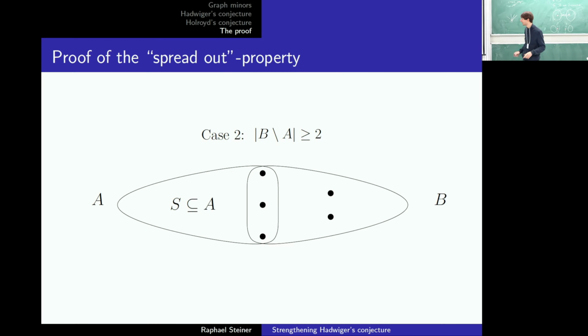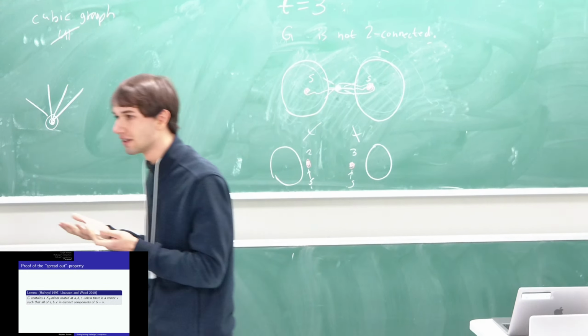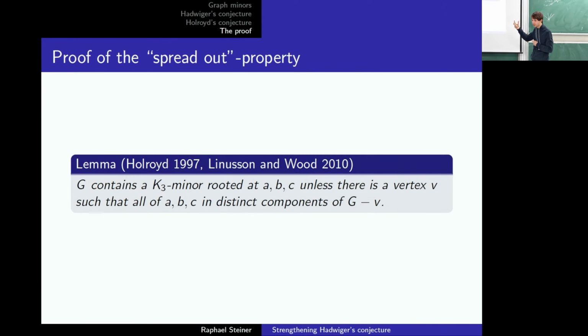And that's actually important for the next argument, because now we call this statement by Holroyd and also by Lemmas and Wood, which is basically just an extension of the argument I showed you here. I told you here that if a graph is 2-connected, for any three vertices I can find a rooted minor. But actually there's a weaker condition which still guarantees it. And this is an exact characterization.